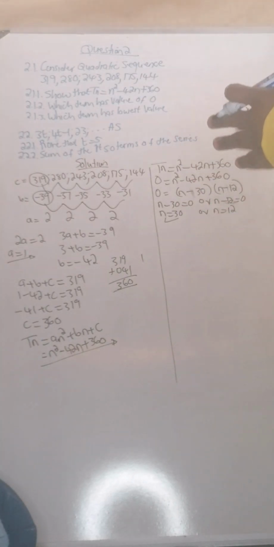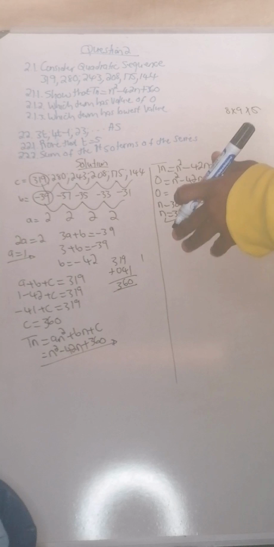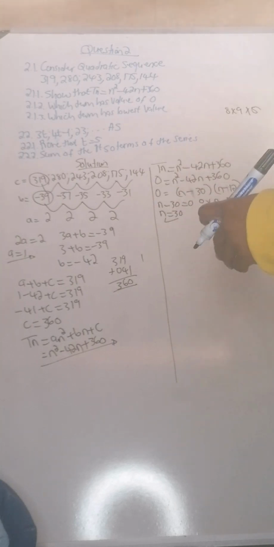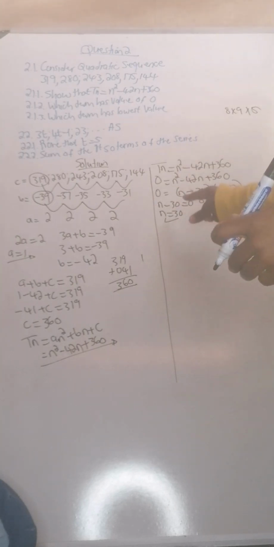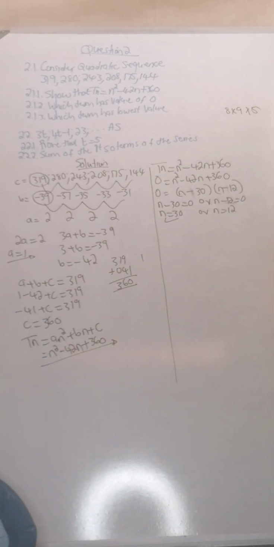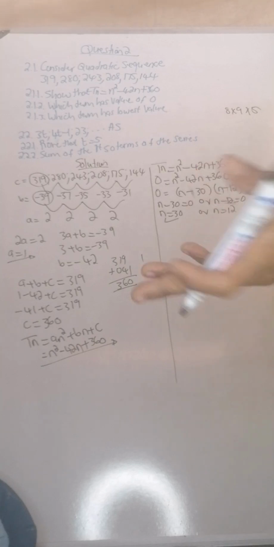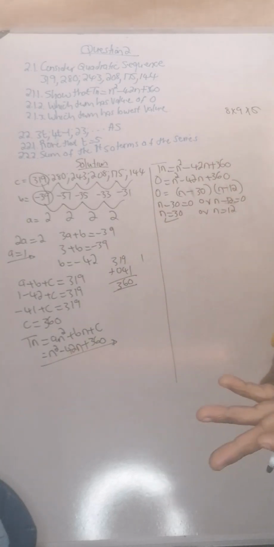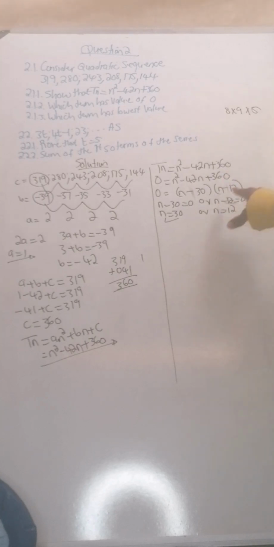Now what should be the conclusion of this? Because both 12 and 30 give Tn of 0. So which one do I say is correct? Both are correct. Both are correct. I have no other choice. Let me see whether I've done things correctly.